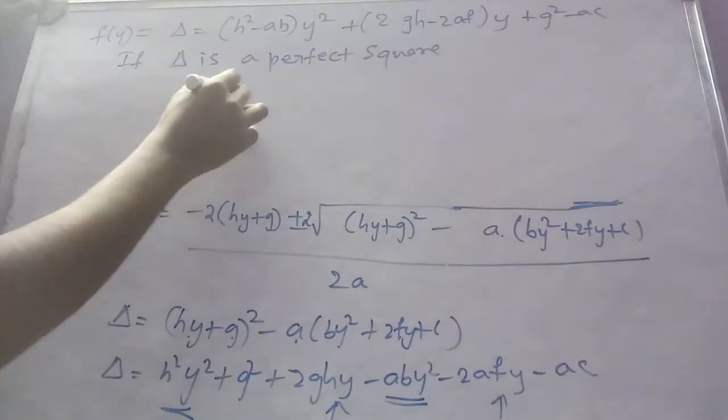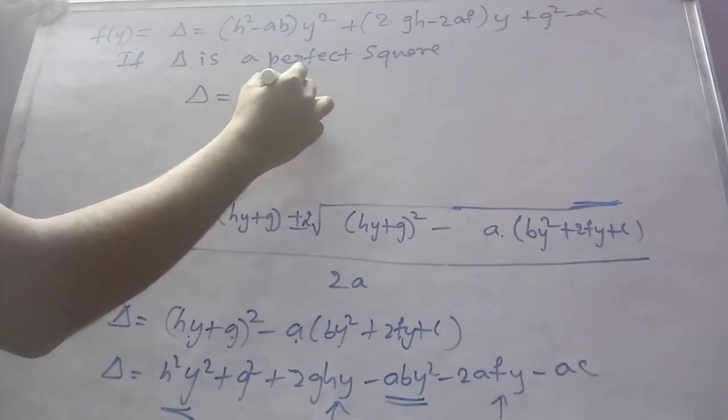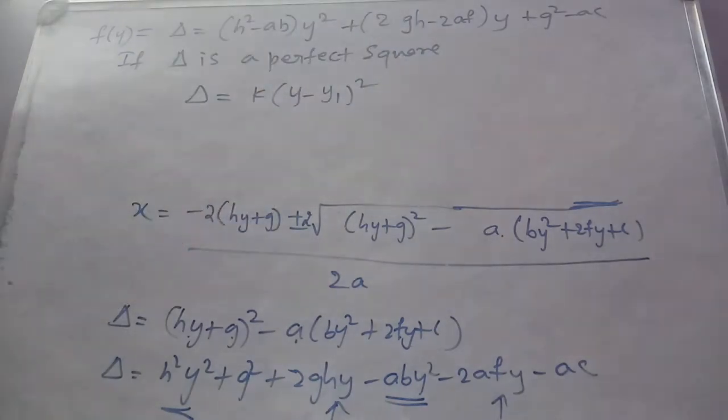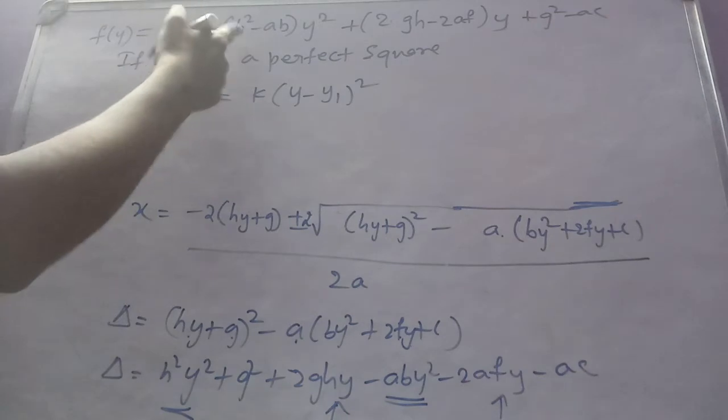Then delta can be written as some constant into (y minus y1) whole square, correct? If it is a perfect square, then I can write delta as a constant into (y minus y1) whole square. Delta can be written as something square. So that means what? This thing.